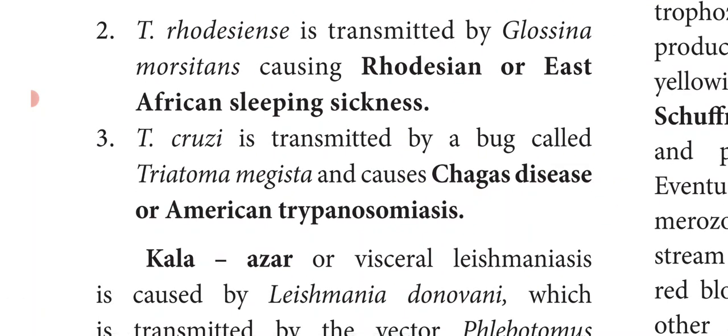Next is Trypanosoma rhodesiense. It is transmitted by Glossina morsitans, causing Rhodesian or East African sleeping sickness. It is mainly found in the East African countries. Next is Trypanosoma cruzi. It is transmitted by a bug called Triatoma megista and causes Chagas disease or American trypanosomiasis. So these are the three species of Trypanosoma which cause the disease.